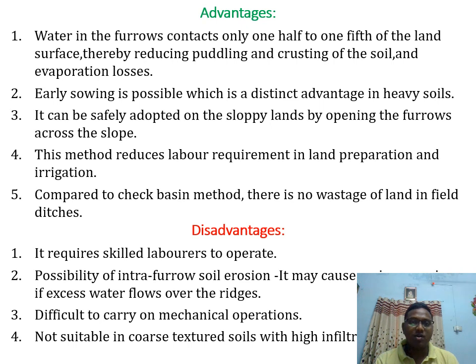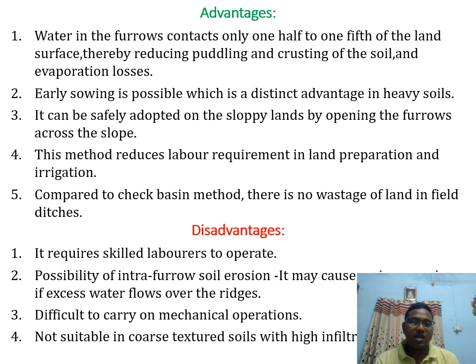Now we will see what the main advantages of this system are. Water in the furrow contacts only one half to one fifth of the land's surface, thereby reducing the puddling and capping of the soils and mostly the evaporation losses. So this is the advantage. Then early sowing is possible, which is a distinct advantage in heavy soils.